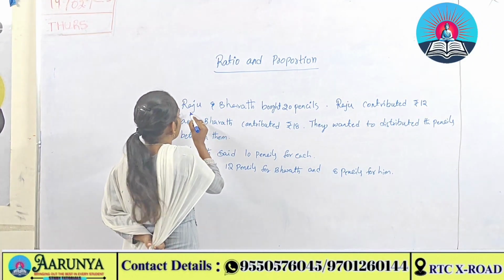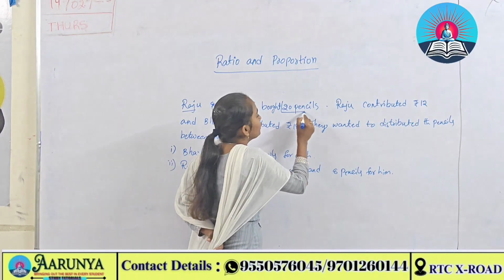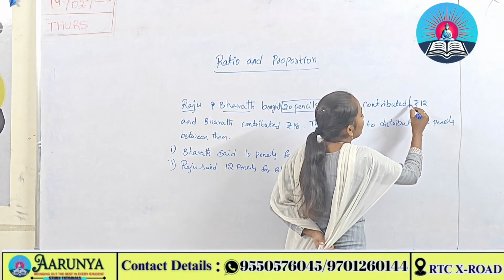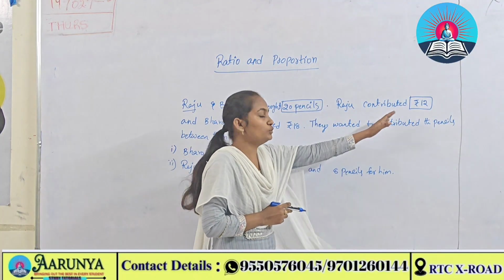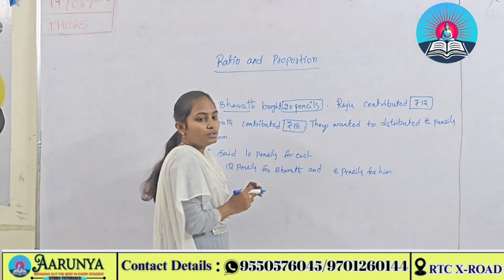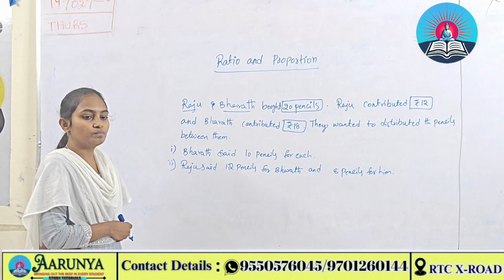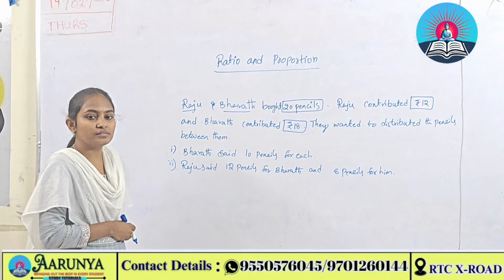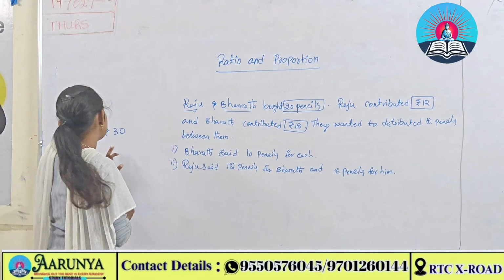See, Raju and Bharat are two friends. They both wanted to buy 20 pencils. Raju contributed 12 rupees, which means he gave 12 rupees, and Bharat gave 18 rupees. How much money do they both have in total? Raju has 12 and Bharat has 18. And how many pencils do they both want to buy? 20 pencils.